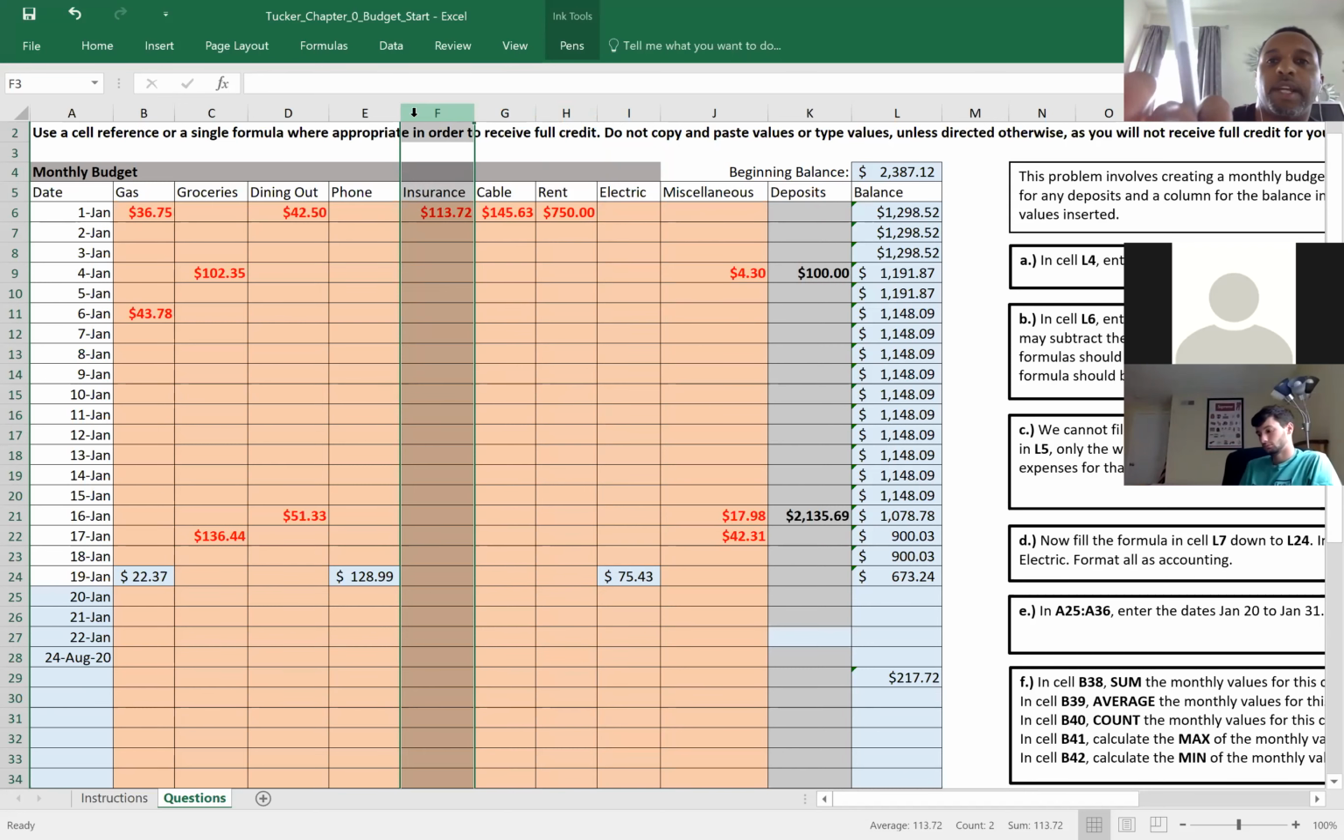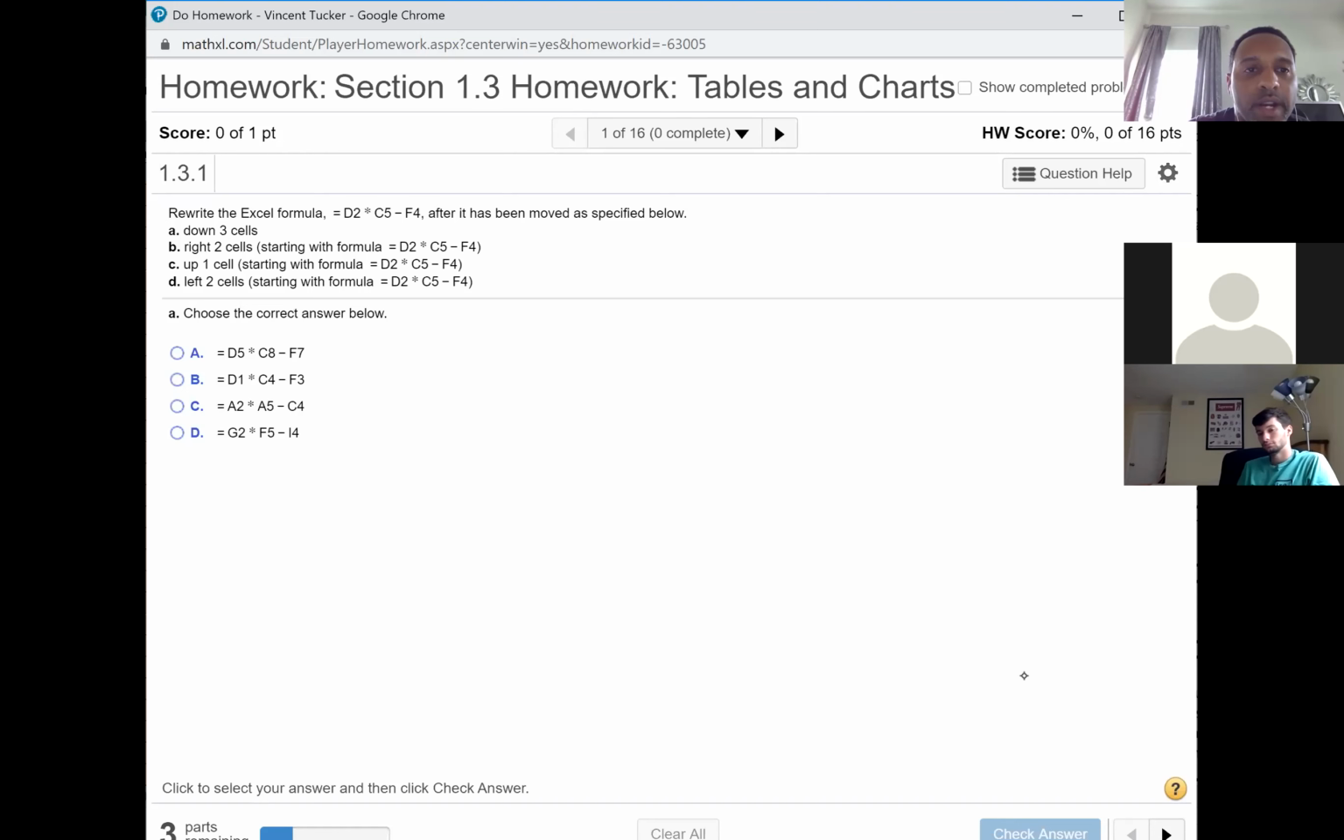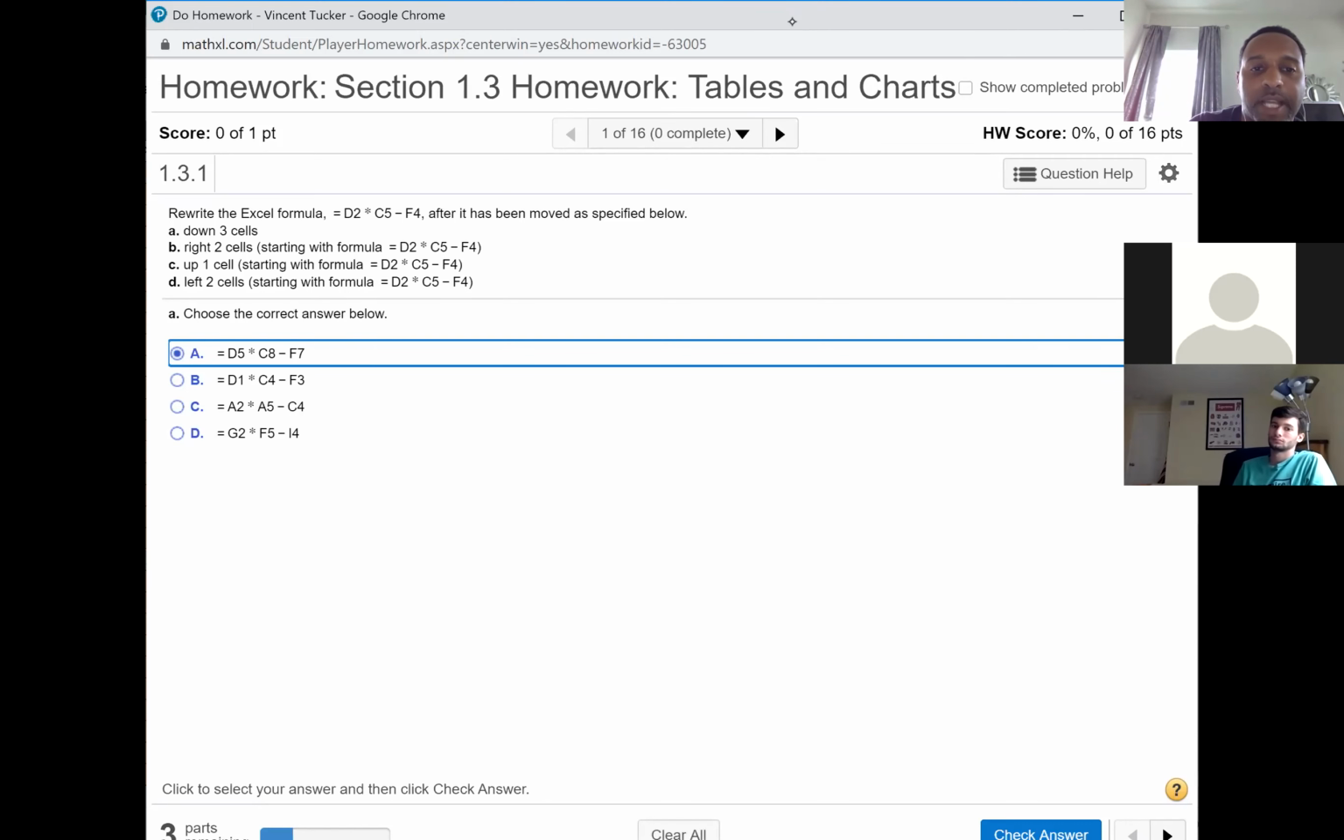So when we go back to the assignment, it says rewrite the Excel formula after the moves have been made. So it says down 3 cells. If you're going down, then you're changing your numbers. So you have D2 first. Notice they're not really trying to trip you up, because going down 3 is going to be D5, but there's no other D5 there. So really, once you establish that first one, that should be right for all of them. Go down 3 on C5, that should be C8. Go down 3 on F4, that would be F7.